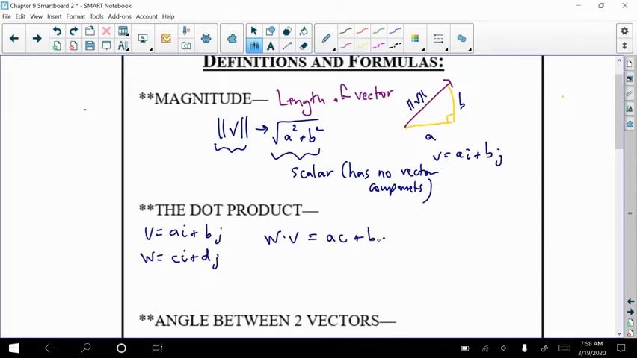I multiply the B by the D and just sum them up. And notice there's no more i's or j's. So this is a scalar. It is not a vector.